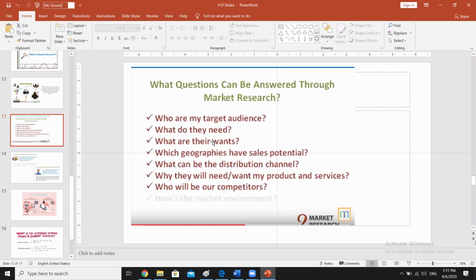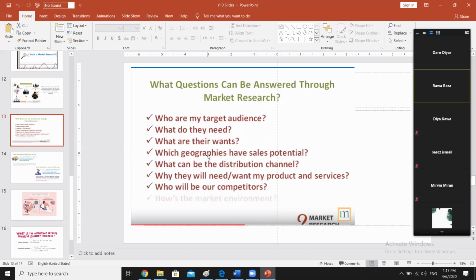Okay, so this is more explanation of what kind of information you might get as a result of market research. What kind of questions will be answered by doing market research? For example, who's your target audience? Who is going to buy your product? What kind of need, what kind of want is it fulfilling? What is the best geographical location for your business? Sometimes you have too many options. Which city? Hawler, Slemani? Market research would tell you that.